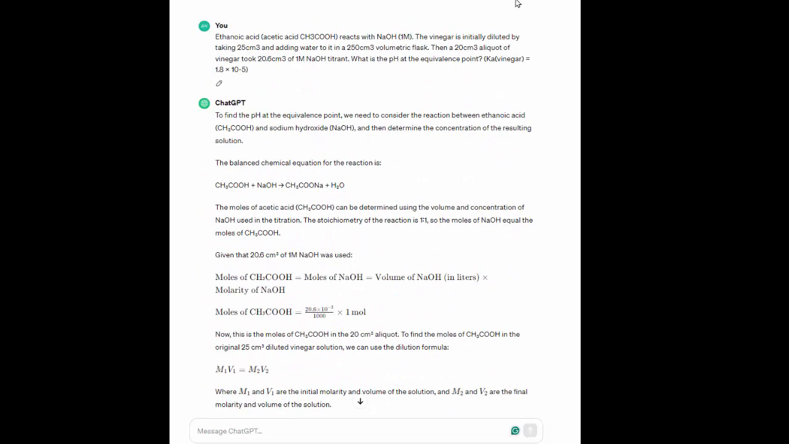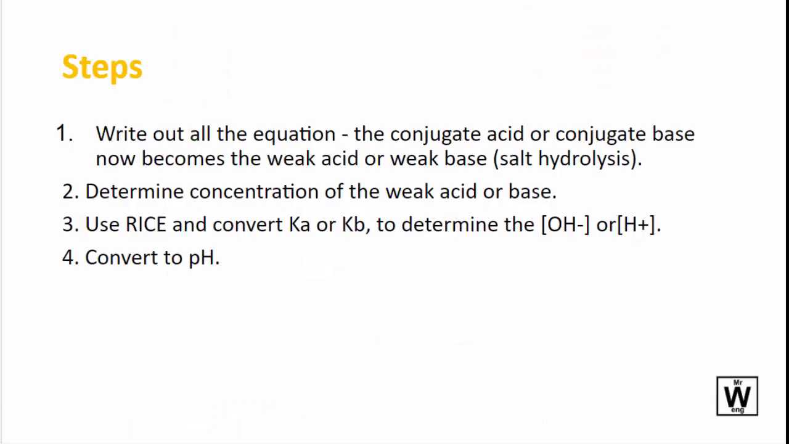And this is how you go about it. So that's the example question. First of all, the hardest thing for most people, have a go at this salt hydrolysis video that I've got here. You need to realize that the whole thing's been neutralized. So the only thing you've got left over is the conjugate acid or conjugate base. So that becomes the new weak acid or weak base.